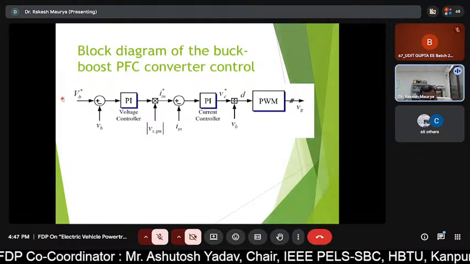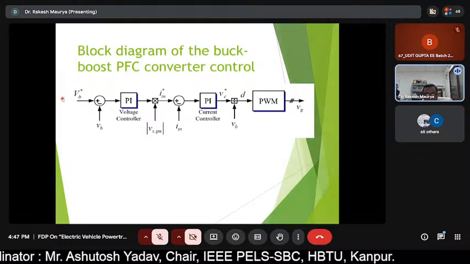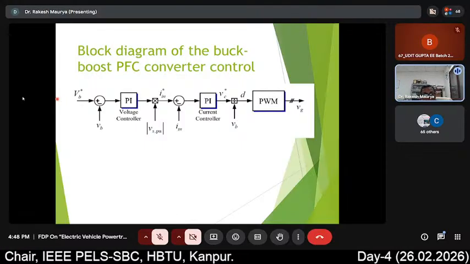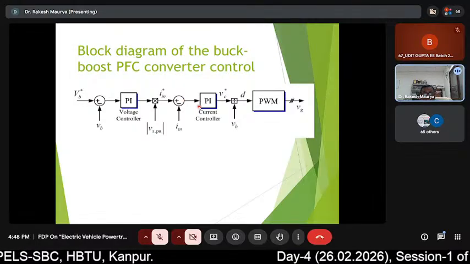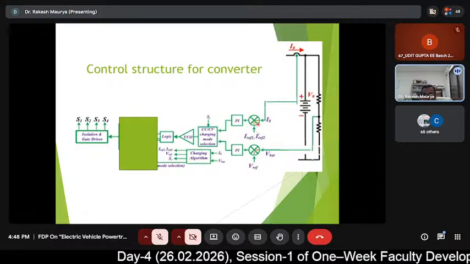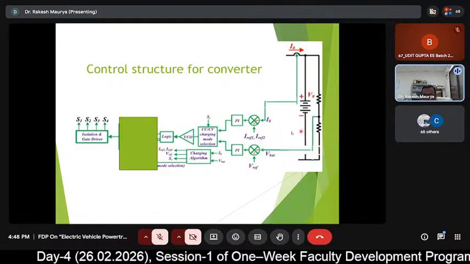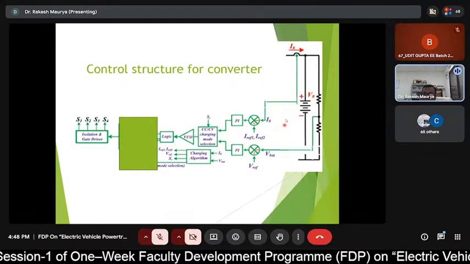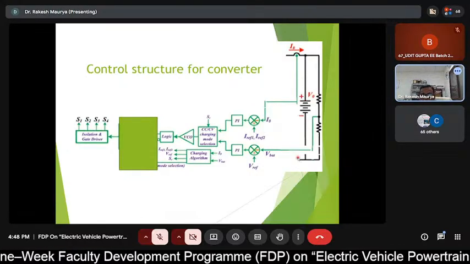To make the PF unity power factor operational, this concept we have developed at this particular stage. And now this is a structure for the case of the battery. When the battery is charged, you have to maintain either constant current charging or constant voltage charging.